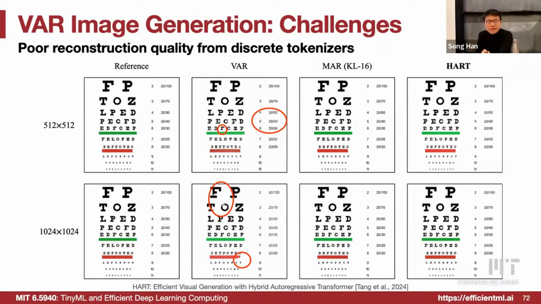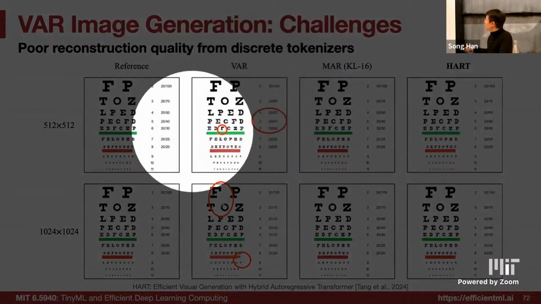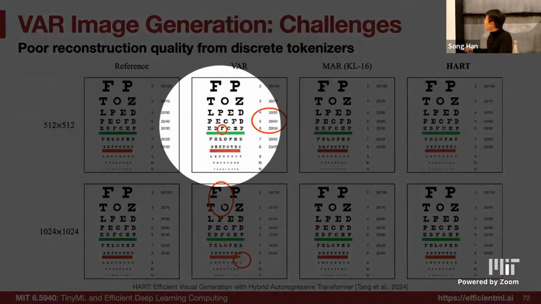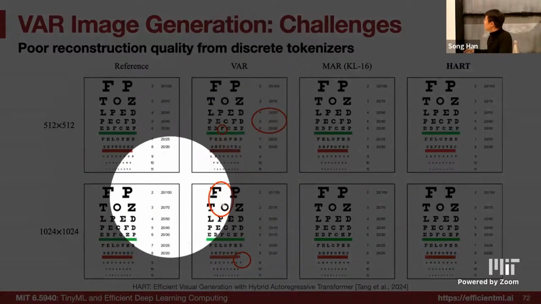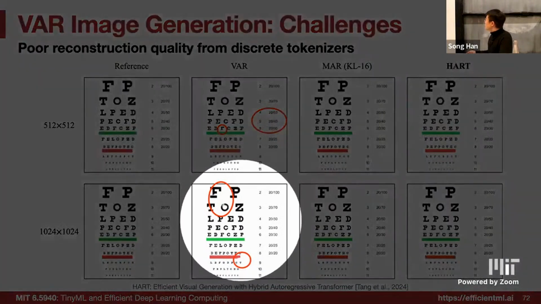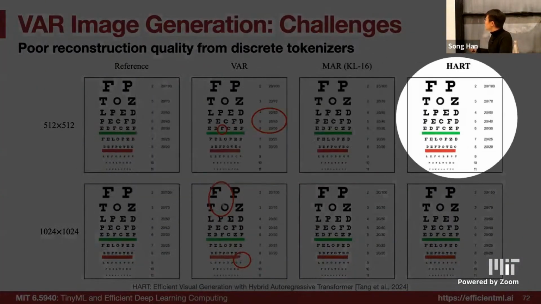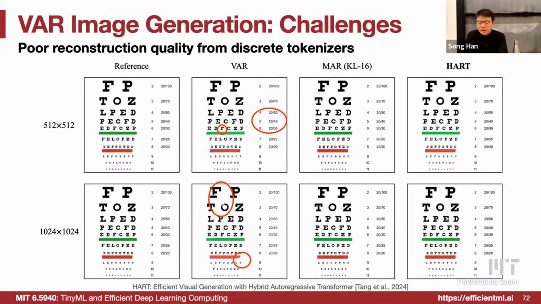So the discrete tokenizer inherently has its limitation. The images are continuous, you force it to be discrete, right? So you can see the recovery quality for the VAR model. The F is not quite well recovered. Similarly, right here, there's a lot of distortion in this area, versus HART can recover them quite well.